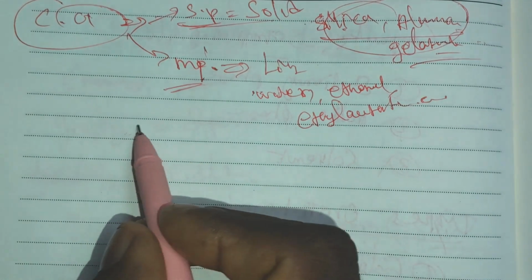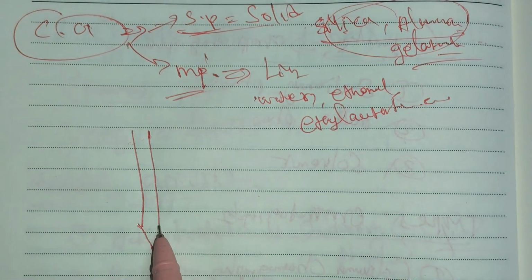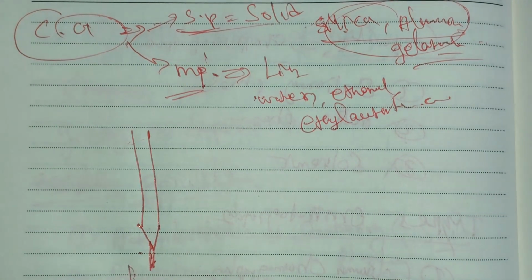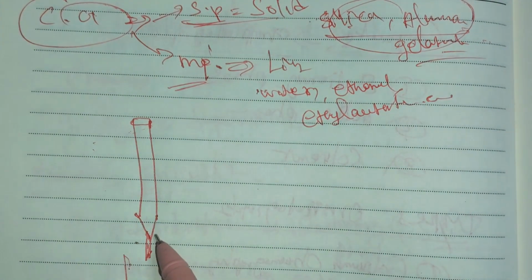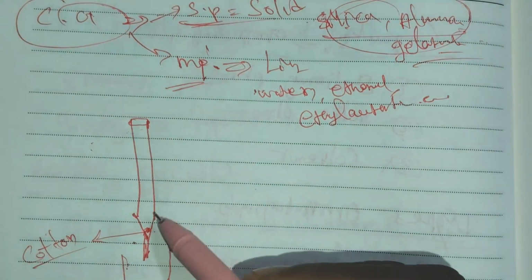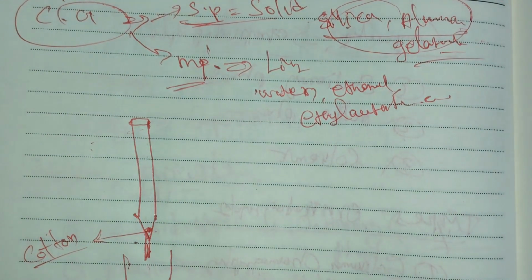Generally, the column is shaped like a burette. Here a small hole is present, so we can fit the column in the stand. In this column, initially we use a small piece of cotton, because after packing the stationary phase, it cannot come out here.